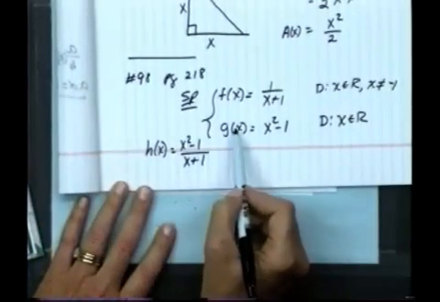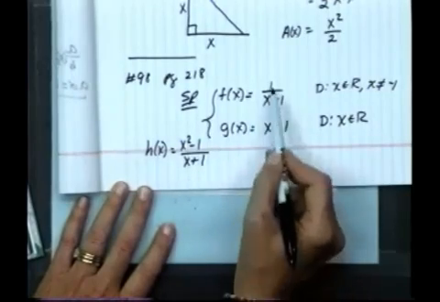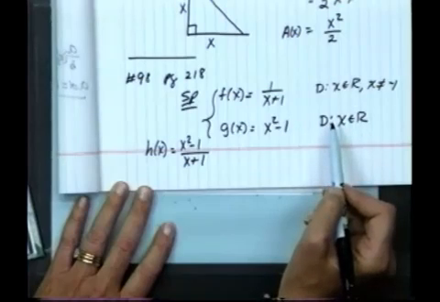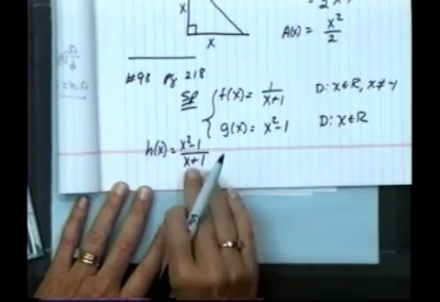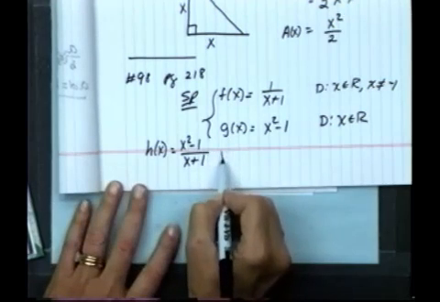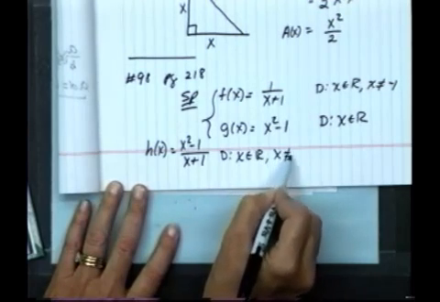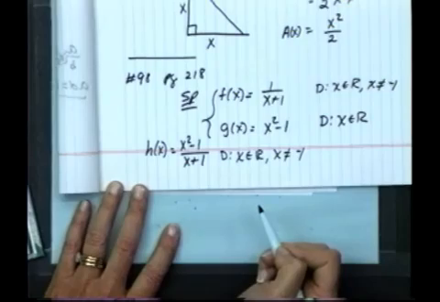The theorem said that when you take two functions and you put them together, you still got to carry the domains of your other functions. Isn't that what it said? So what's your domain here? All real numbers except for negative 1. Okay, your domain is x is all real numbers, but x can never equal negative 1.